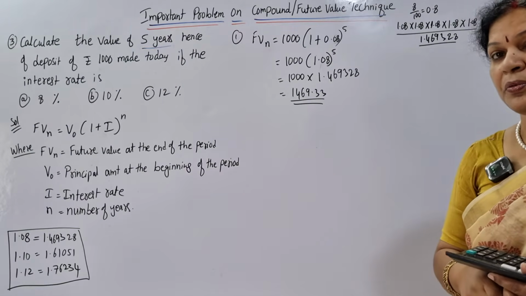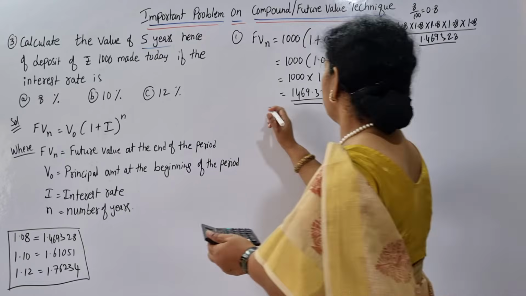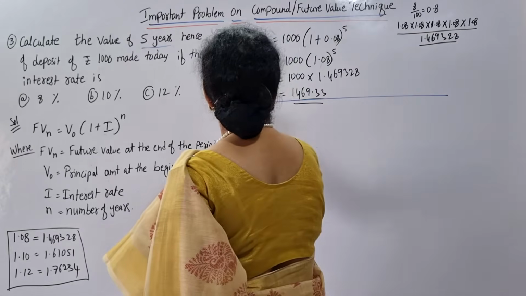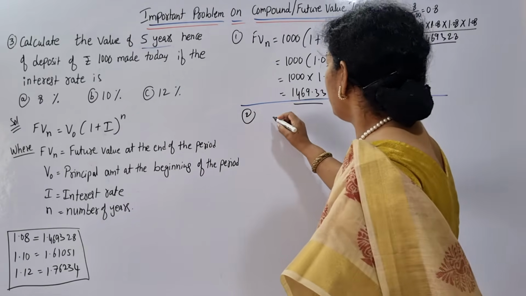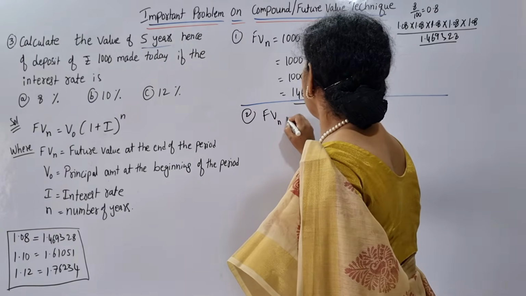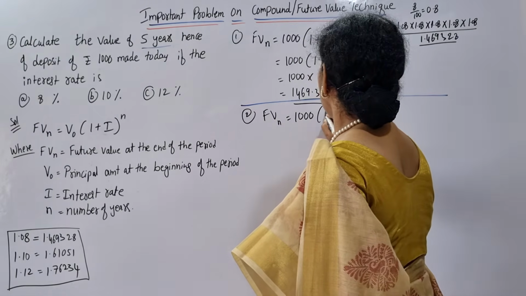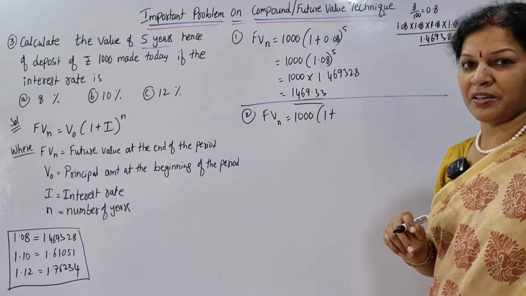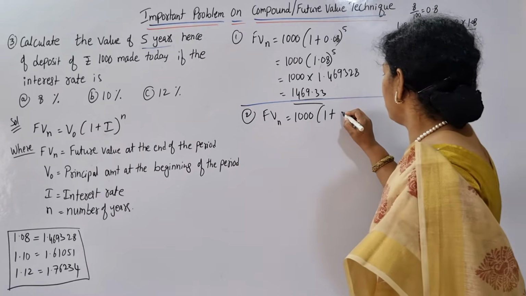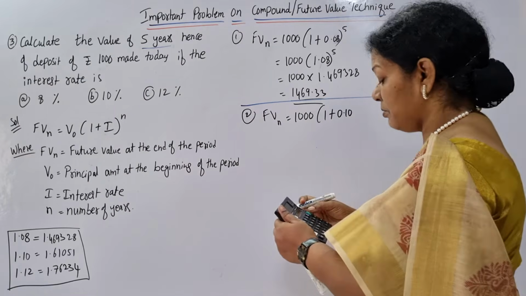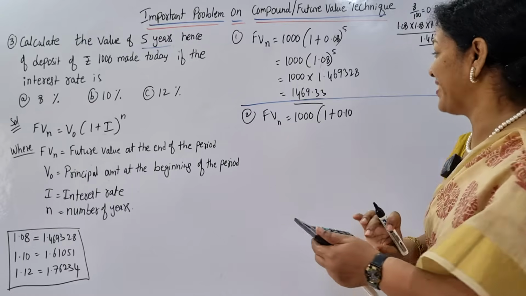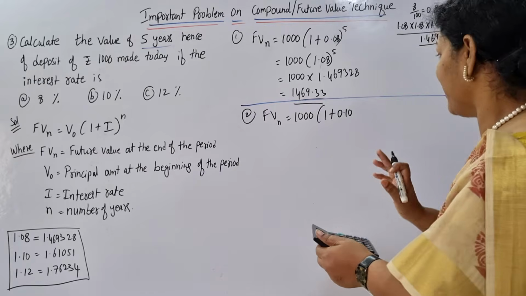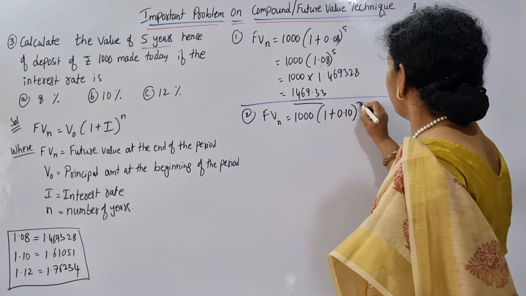Next, as per the interest rate of 10%. This is over now. In the same way, as per the interest rate of 10%, formula is same. FVN is equal to 1000 into 1 plus 10%. 10% means 10 by 100, 0.10. Anyway, I'll calculate it. I'm very poor in maths. 10 divided by 100, yeah, correct, to the power of 5.